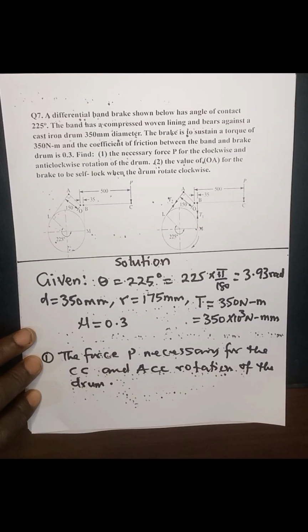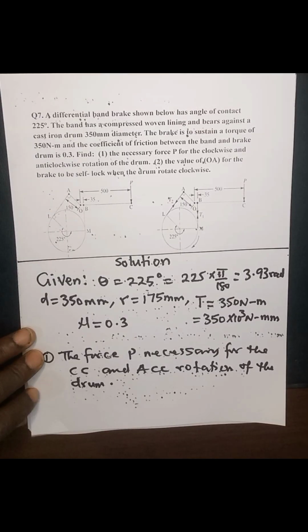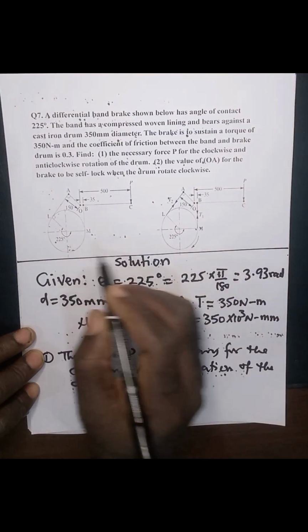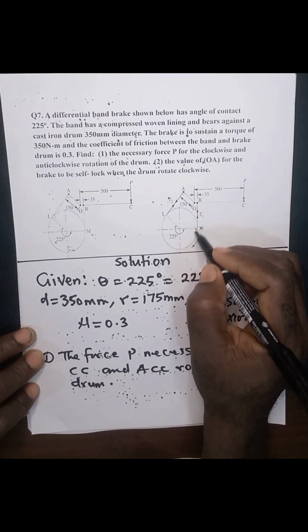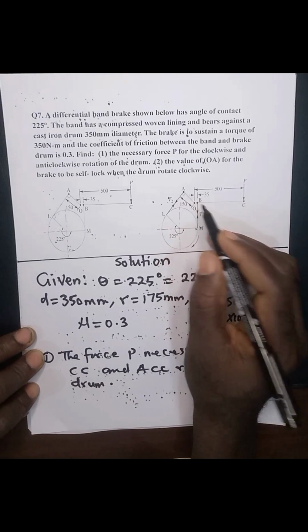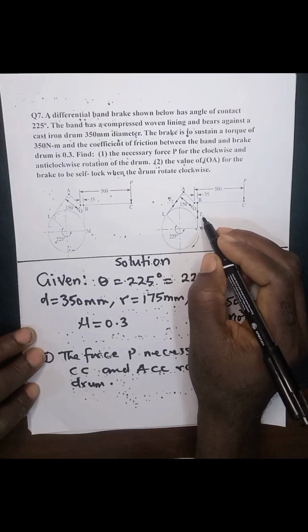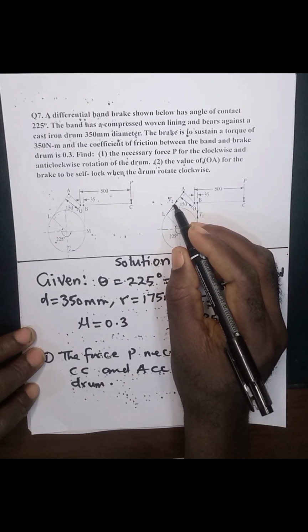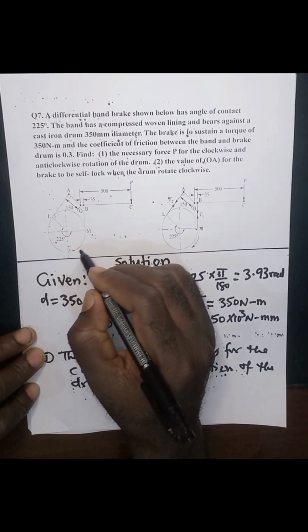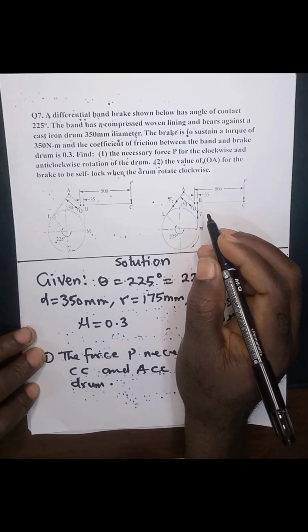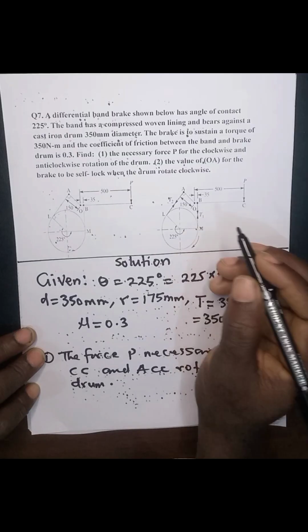First of all, let's analyze this circuit. If the drum rotates in the clockwise manner like this, then the band that is attached to B will be in tension, while the one that is attached to A will be under slack. Therefore, T1 will be on the side B, while T2 will be on the side A. And when it rotates in anti-clockwise direction, T1 will be on the side A, while T2 will be on the side B.